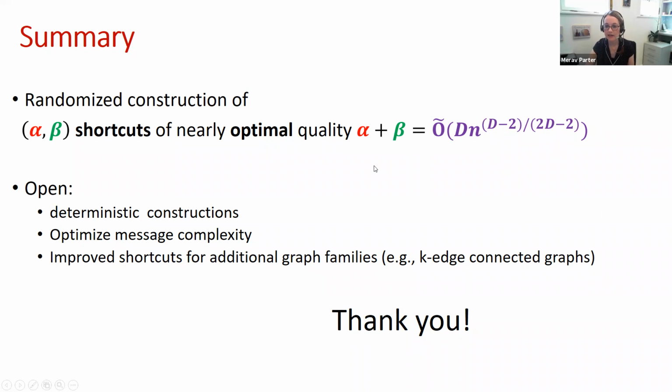There are several open problems. Our construction is very randomized. It will be interesting to come up with a deterministic construction. The message complexity in this construction is also far from being tight, so optimizing the message complexity is also an important task. And the more general open problem is to provide improved shortcuts for additional graph families of interest, for example, maybe graphs that are highly connected.